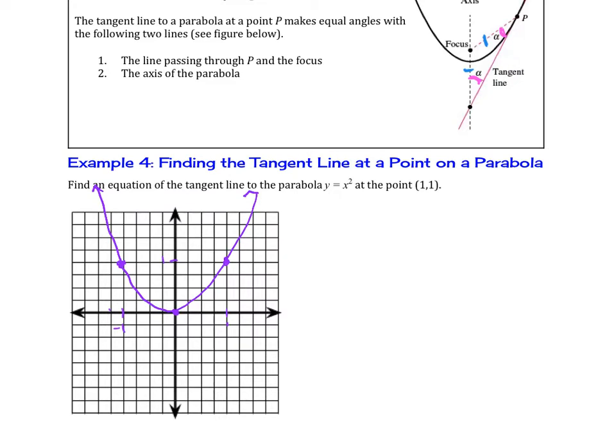So tangent to this line, so something like this. It's probably not the best picture. And so what we want to do is find the equation of the line. Now what we do know is that we have to find the focus first of all.